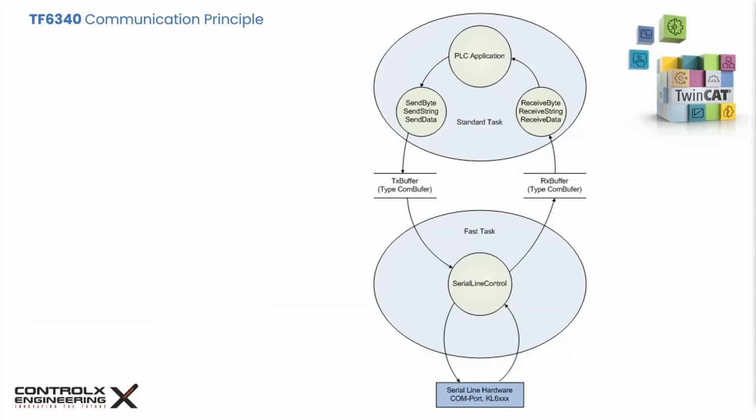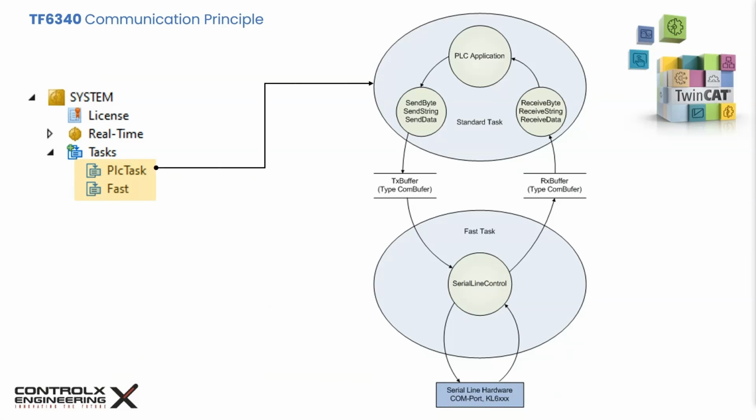PLC application. We can do this by creating two separate tasks in the system node. The standard task runs the application PLC with the conveniently long PLC cycle time, like 10 milliseconds, for example, while a second task runs with a faster cycle time, like 1 millisecond or shorter. It may need to run even faster if using higher data transfer rates. Data buffers of type COM buffer from the TC2 serial com library are used to decouple the different speeds of the fast communication task and the standard PLC task. They are read and written asynchronously.